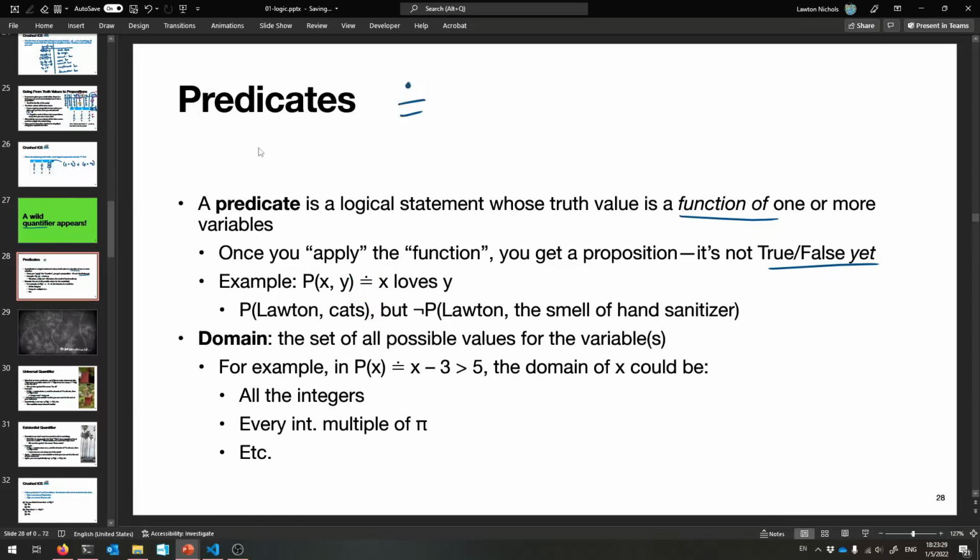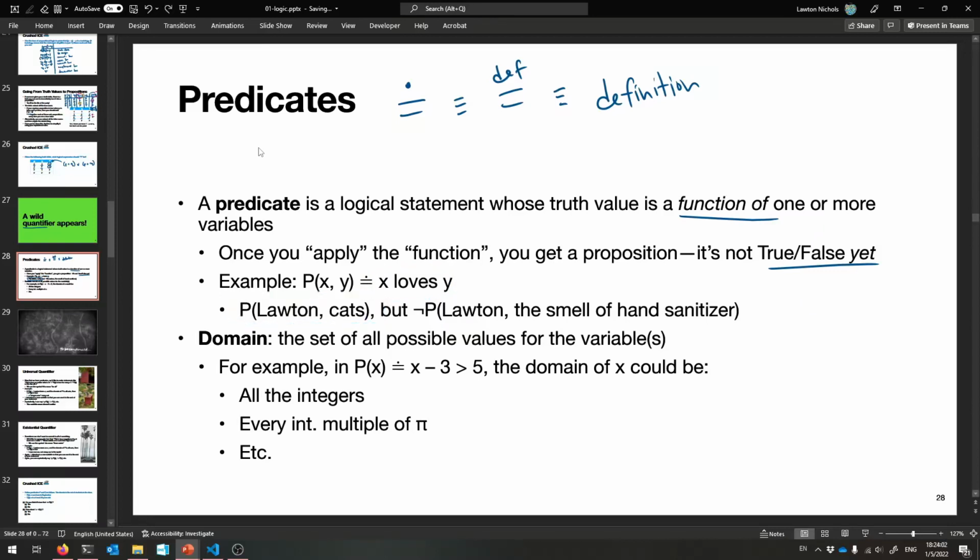Equals with a dot, that is equivalent to, you might sometimes see it as equals with a def at the top of it. That is also equivalent to, it's just a definition. Okay, I'm defining something. When you make a definition, you might see that symbol. So I'm defining the predicate P of x and y to be x loves y. You see how it'll be true or false once you give it an x and y value? So for example, P of Lawton, cats is true. Yeah?